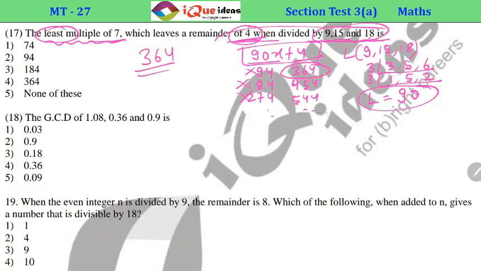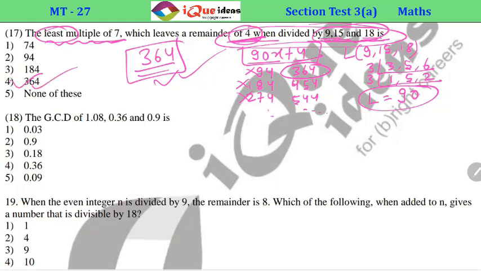So out of these numbers, the one that is divisible by 7, 7 5s are 35, 7 2s are 14, right? So 364 is the number that is divisible by 7 and also gives a remainder 4 when divided by 9, 15 and 18. So look at the options. The fourth option is the correct answer. All right. Now let's take up the next one.